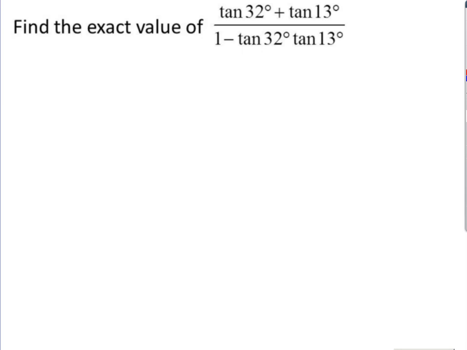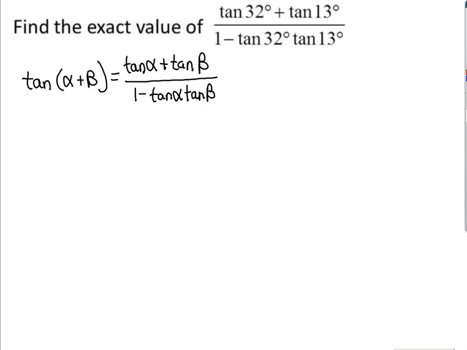If you look at this problem, this is in the form of a tangent sum problem. So that means for this problem, our alpha is 32 and our beta is 13. So if we can condense this back down, that just means we're finding the tangent of 32 plus 13. Now if we do that addition, 32 plus 13 is 45. And 45 is something on our unit circle that we know how to find.